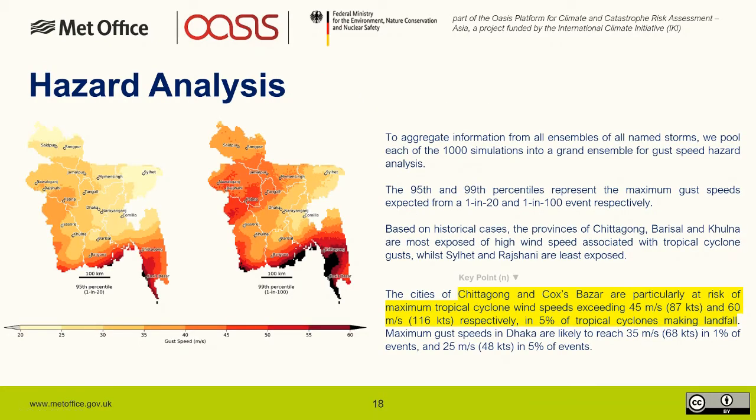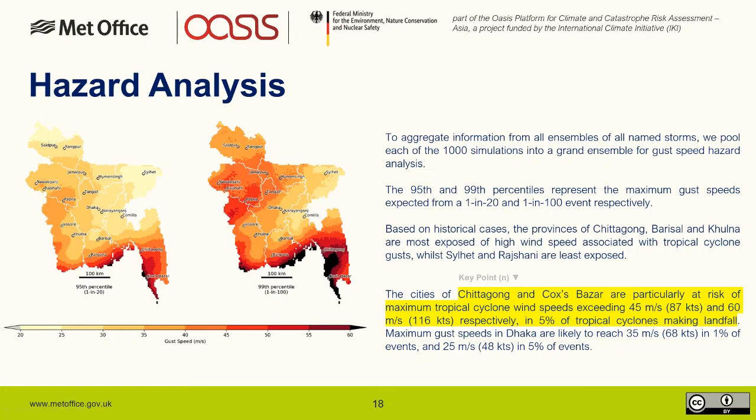In this case, the 95th and 99th percentiles of our gust speed distribution represent a 1 in 20 and a 1 in 100 landfalling event. These maps on the left now show the predicted gust speeds across Bangladesh for these 2 return periods, 1 in 20 here and 1 in 100 here.